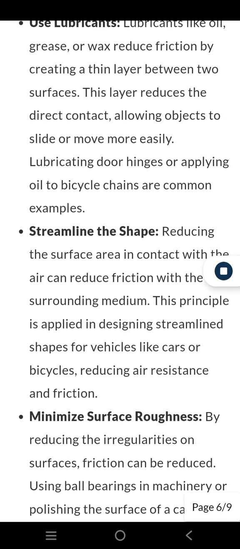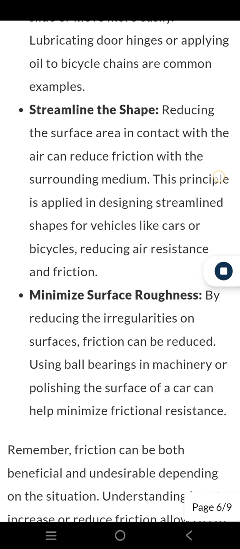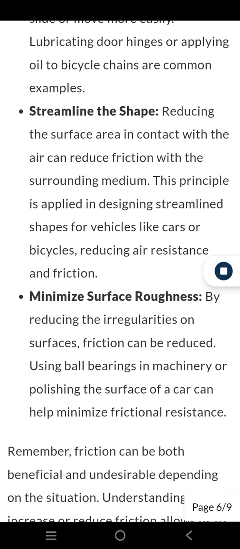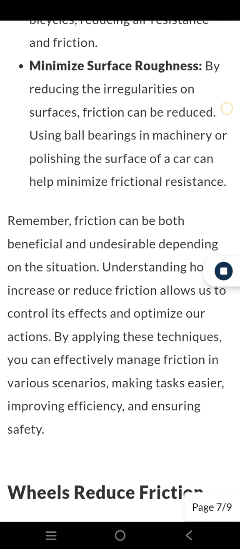Streamline the shape. Reducing the surface area in contact with the air can reduce friction with the surrounding medium. This principle is applied in designing streamlined shapes for vehicles like cars or bicycles, reducing air resistance and friction.